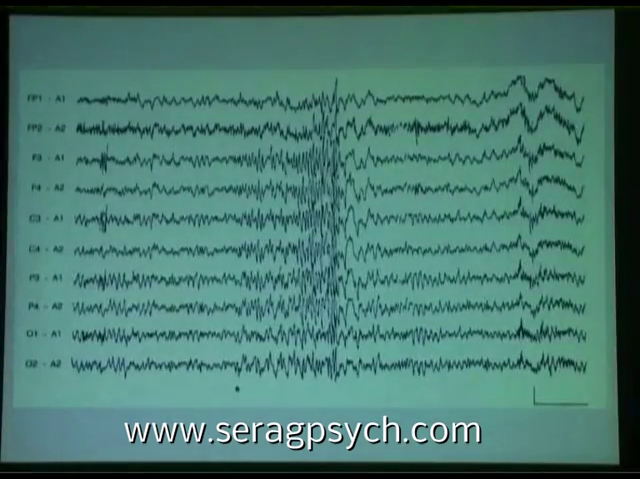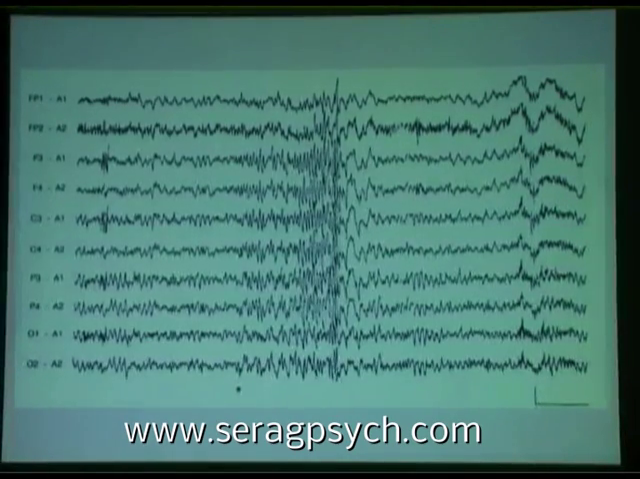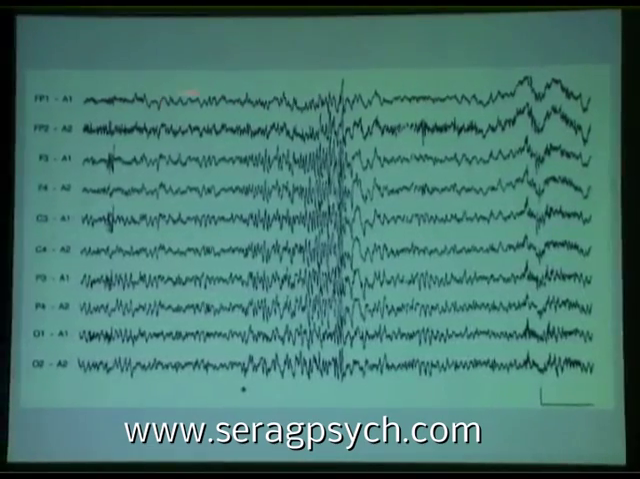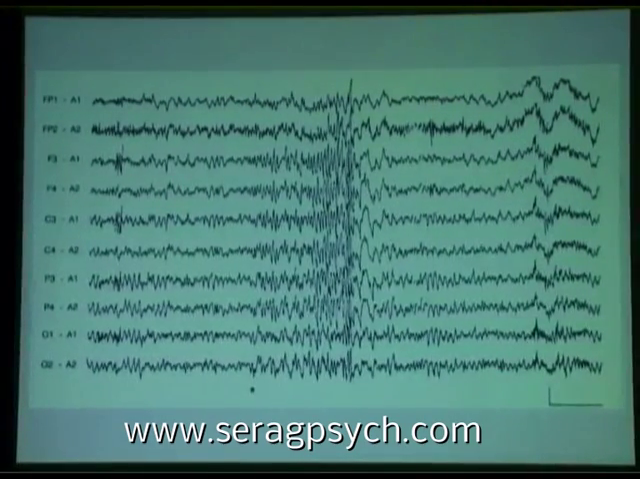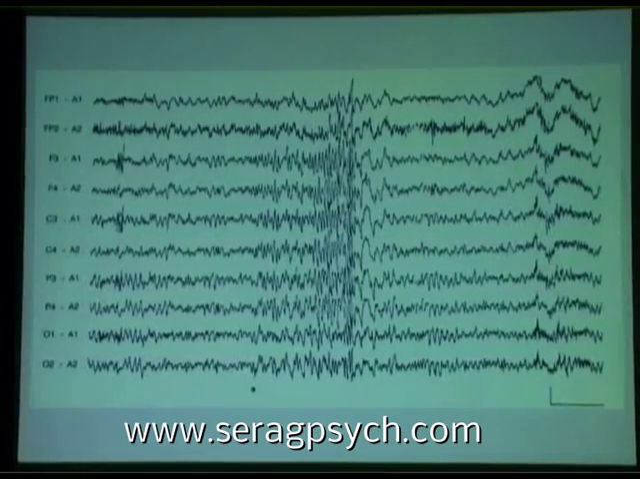Next, please. And as I showed this yesterday, I'll show it again. This combination of muscle activity and beta activity from medication, and then the polyspikes. So you have three types of very fast rhythms there.